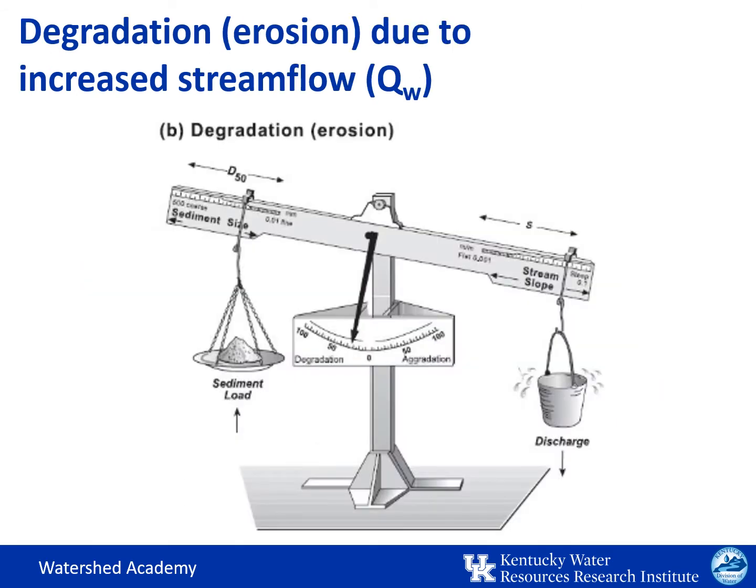Now we're going to imagine a scenario where you have an overgrazed watershed. So that's causing a lot more compaction of the soils, and so that will lead to increased stormwater runoff and therefore increased stream flows. Well, how is the stream going to address this issue because it now has more water present there? Well, the scales will begin to tip towards the right and degradation or erosion of the stream will occur.